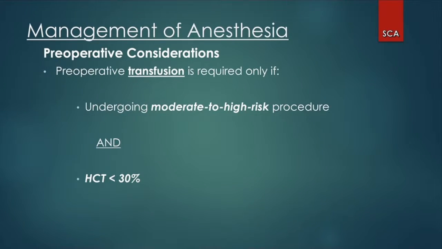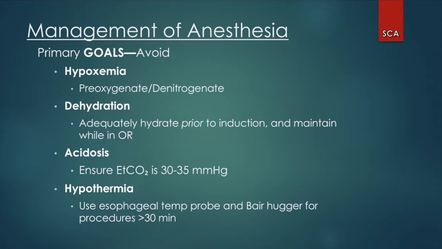The pre-op considerations. Transfusion is only required if they are undergoing a moderate to high-risk procedure and if the hematocrit is less than 30. Other than that, it is not recommended whatsoever. So the primary goal is actually to avoid four main issues with sickle cell. You want to avoid hypoxemia, dehydration, acidosis, and hypothermia.